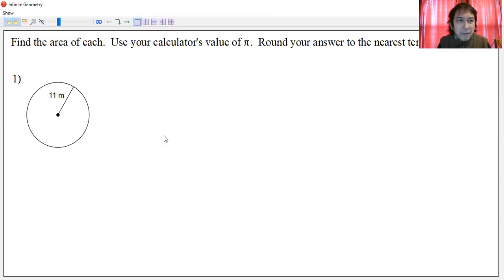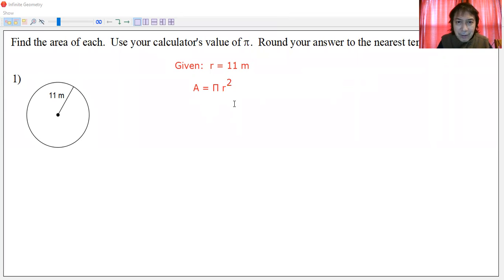Here's the instruction. Find the area of each. Use calculator's value of pi. Round your answer to the nearest tenth. We have a diagram with a radius of 11 meters. We shall begin from our given: r is equal to 11 meters. The formula for the area of a circle: A is equal to pi r squared.